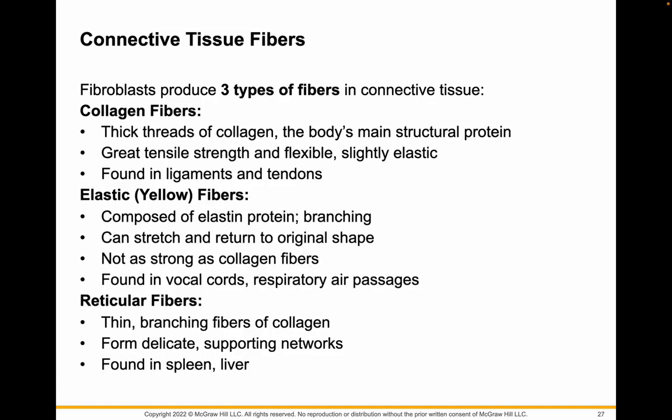So remember that we said there are fibers in the extracellular matrix. Well, the fibroblasts produce these fibers, and there are collagen fibers, elastic fibers, also called yellow fibers, and reticular fibers. You've heard of collagen before. These are really thick threads of protein that give strength and flexibility. They're a little bit elastic, and so we find these heavily in ligaments and tendons.